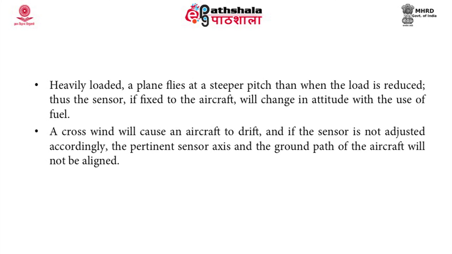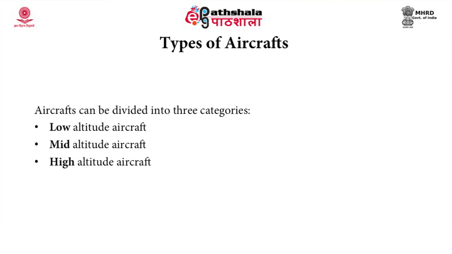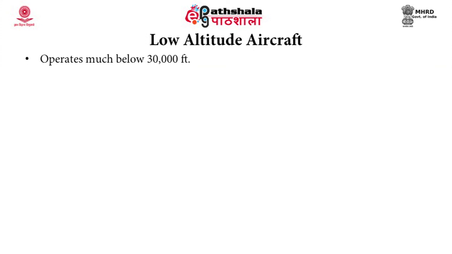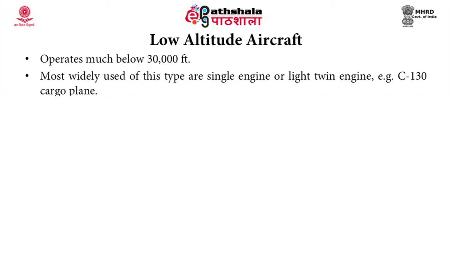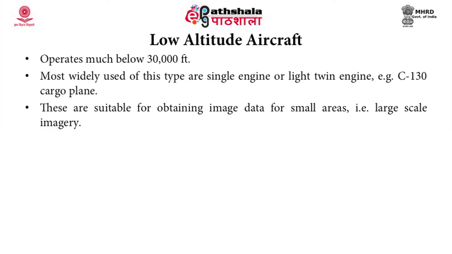So, accordingly, there are three types of aircraft: low altitude aircraft, mid altitude aircraft and high altitude aircraft. The low altitude aircraft operate much below 30,000 feet and are most widely used among the aircraft that include single engine or light twin engine, for example C-130 cargo plane. They are suitable for obtaining image data for small areas, that is large scale imagery.